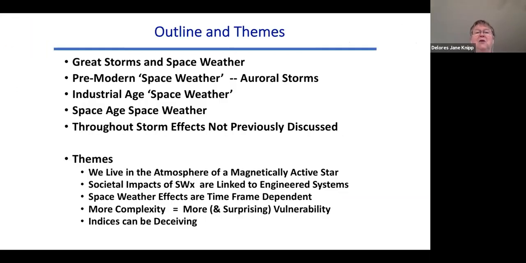So I want to talk a little bit about great storms and space weather. I'm just going to give you a couple of hints of some of these pre-modern storms and then skip into this space age storm and figure out how we got into a situation where an engineered system, which in this case was actually several engineered systems, felt incredible impacts. And yet because the DST index did not even reach minus 125, it was considered an intense storm, but nothing to be excited about. And if you've read the papers or watched that video, you know the DST index failed horribly to describe this event.